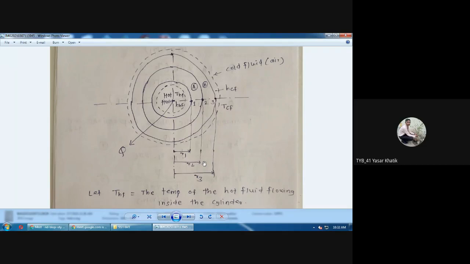HA into TS minus TA. Okay, HA into TS minus TA. H म्हणजे काय असणार आहे? Heat transfer coefficient. So what is the heat transfer coefficient for the hot fluid? That is HHF. Okay. Then area. तर एरिया काय असणार आहे सांगा.